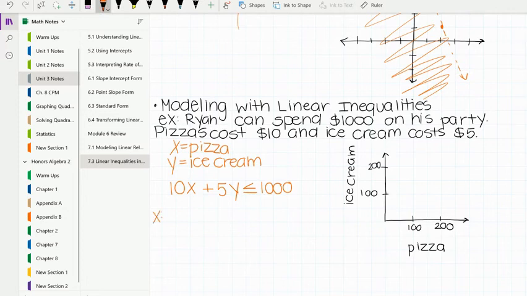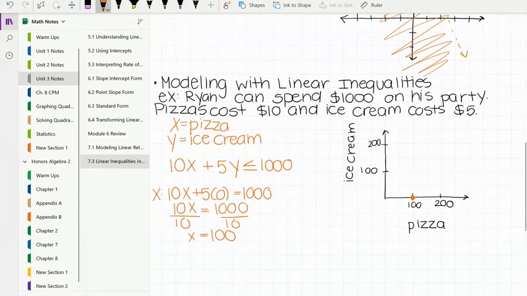So to find the x-intercept, remember you make y 0. So it's really looking like this. So then it's just 10x equals 1,000. And we divide by 10. So x equals 100. Okay, so that means that he can buy 100 pizzas if he buys 0 ice creams. Okay, now we're going to do the same thing for the y-intercept.